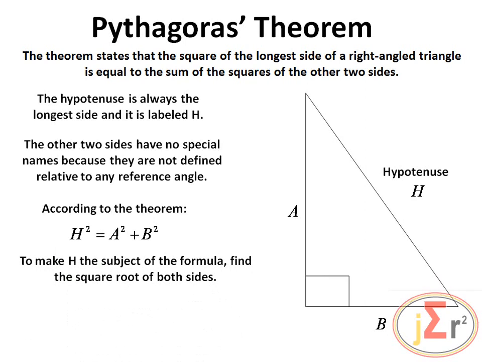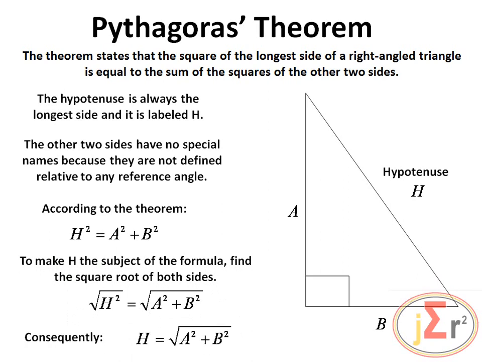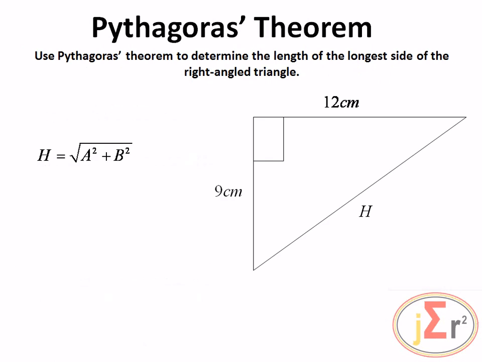That is just a matter of transposing formulae, just like we have done when we have worked on the earlier topics. So, square root. So we have H is equal to the square root of A squared plus B squared. No problem. And we are going to use that in order to determine the length of the hypotenuse of a right-angled triangle. So, we're going to use Pythagoras' theorem to determine the length of the longest side of a right-angled triangle. So, we're going to substitute the values of the two shorter sides into the formula.